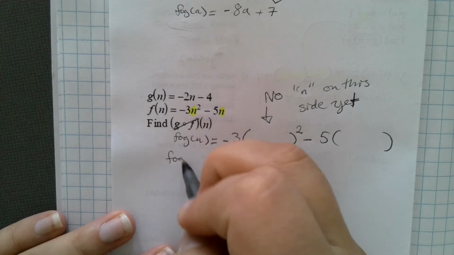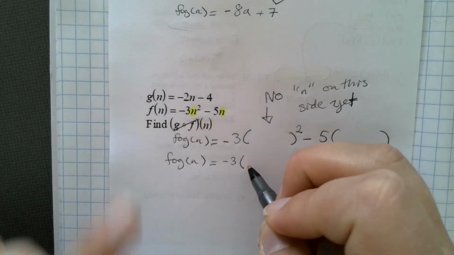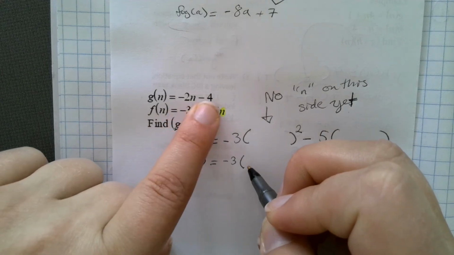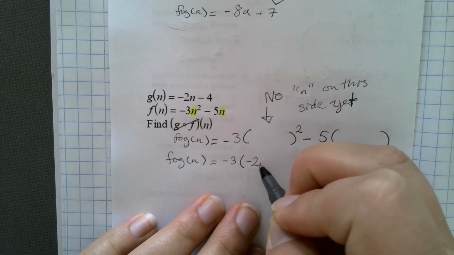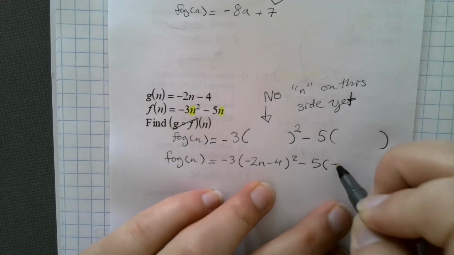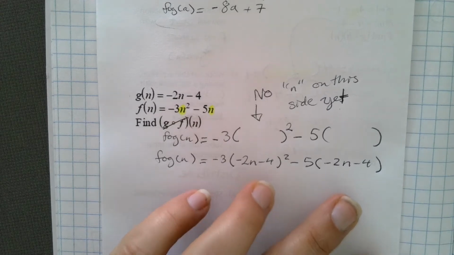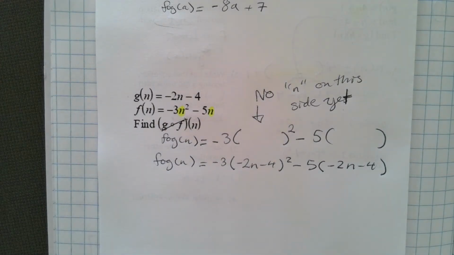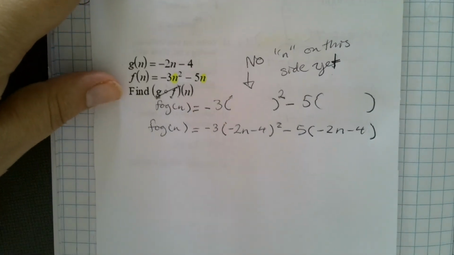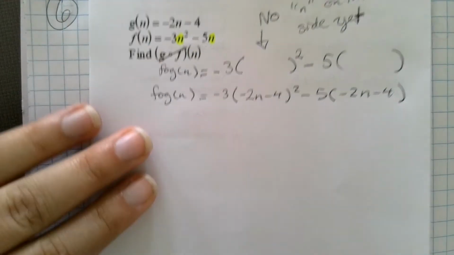Okay, now let's break it down. We're going to put the other equation inside. So I'm going to take all of that, -2n minus 4, and I'm going to plug that in. And then I'm going to go over the most common mistakes that everybody makes. When you get to there, let me know. Okay.